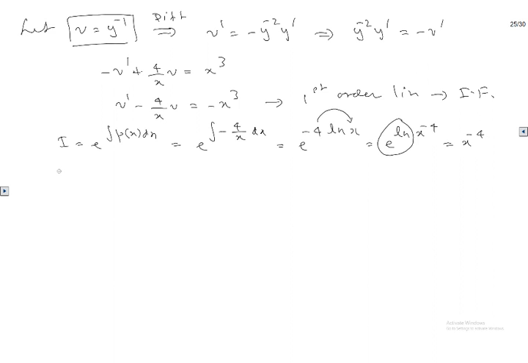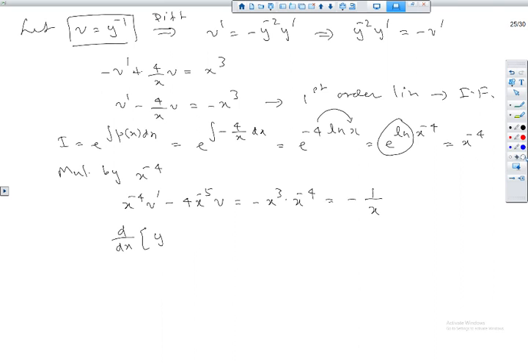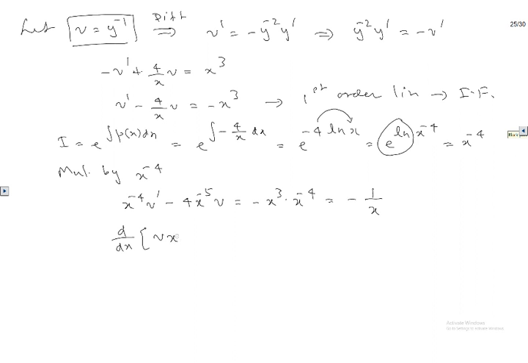And then multiplying by x to the negative 4, you're going to get x to the negative 4 v prime minus 4 x to the negative 5th v equals negative x cubed times x to the negative 4. This is negative 1 over x. Now by theory we know that this side is automatically the derivative of the product of v and the integrating factor. V and the integrating factor is x to the negative 4. That's automatic, and you can even check. And then we have negative 1 over x.